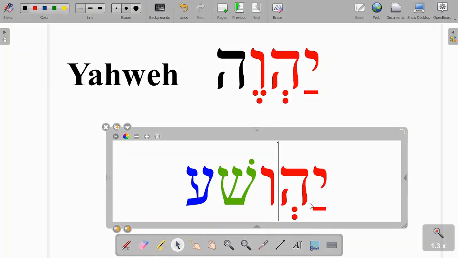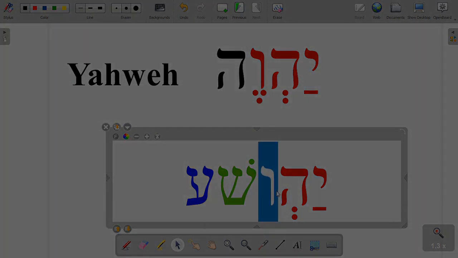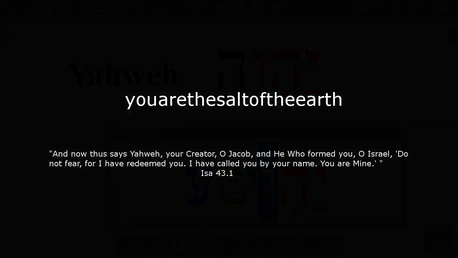Now, this is where it gets a little difficult for many. You see, in the Hebrew Bible, this letter at the end of names is a U, is expressed as a U because there is a dot.